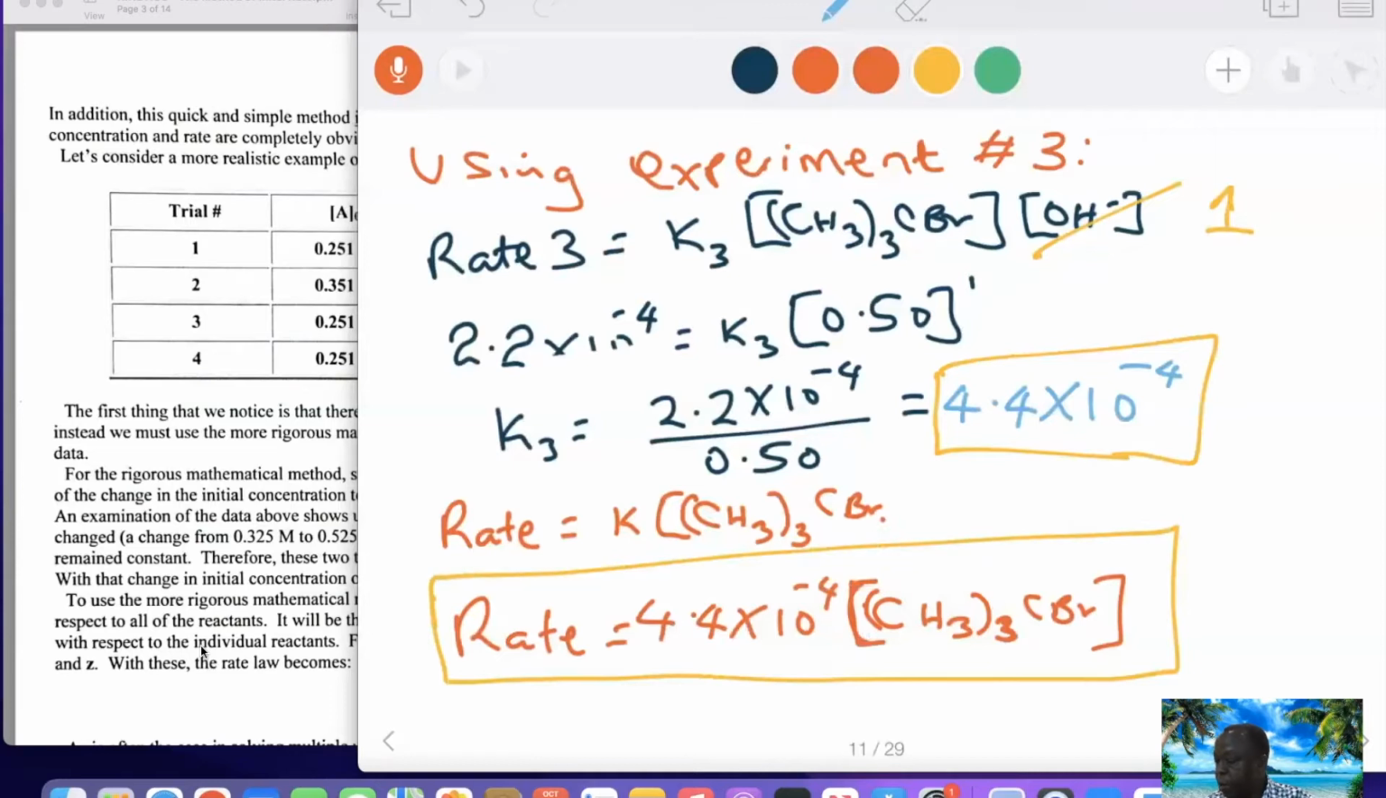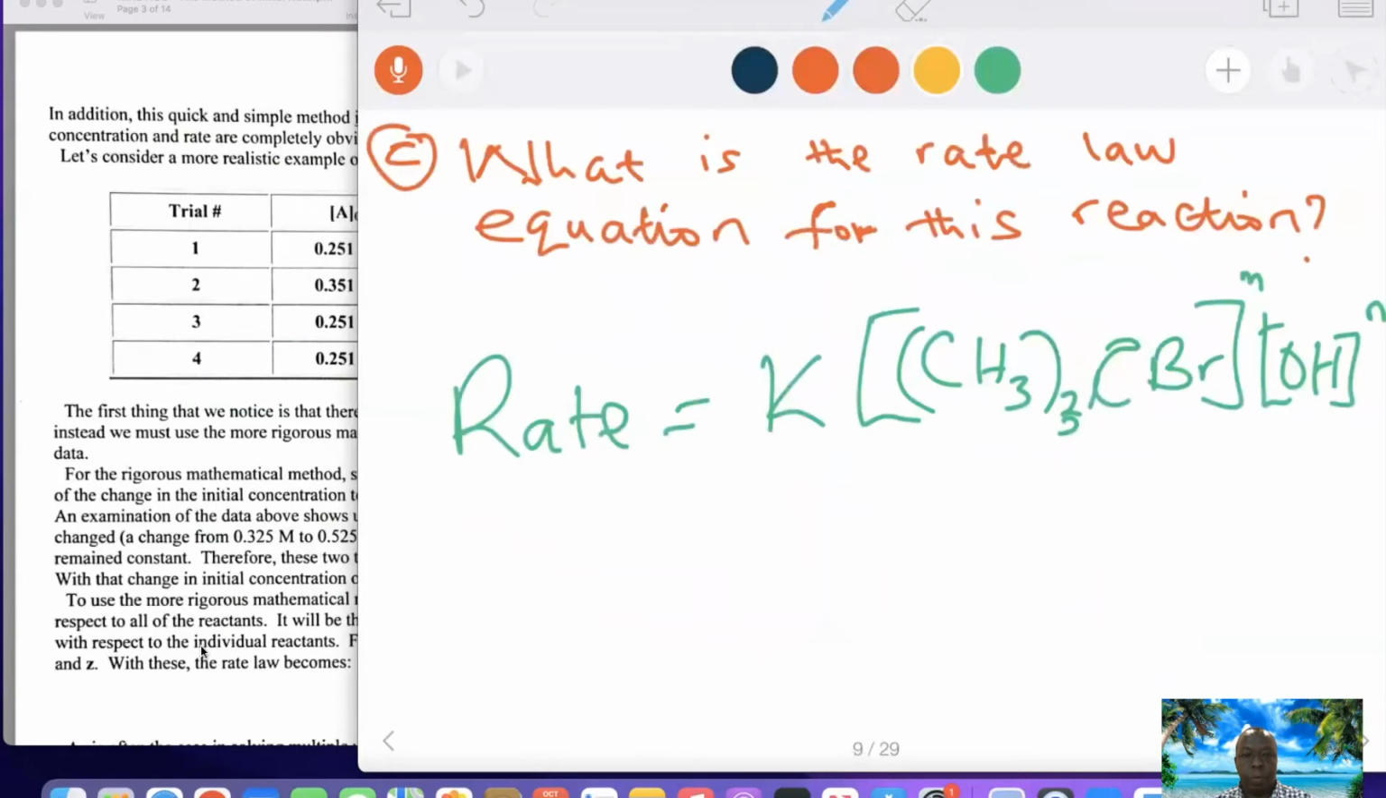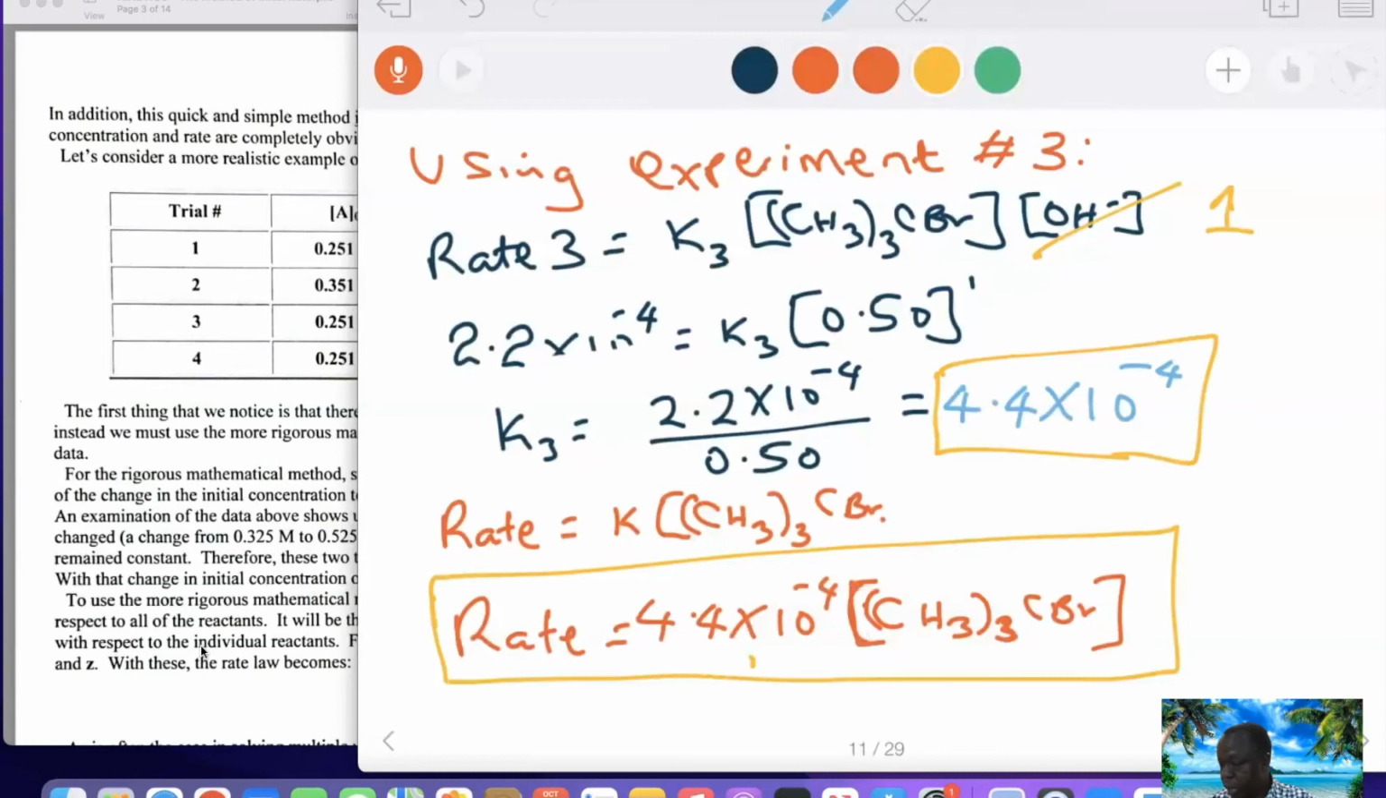This is the rate law, this is the rate constant, and remember the rate constant is the same at the same temperature, whether it is trial 1, trial 2, trial 3. So we have used experiment 3 to determine the rate law, which is this. What is the rate law? We are looking for the rate law. First, we have to find the rate constant. Some questions you may be asked to find the rate constant only. Be careful, all right? So this is the kind of exercise you will do as far as this experiment is concerned.